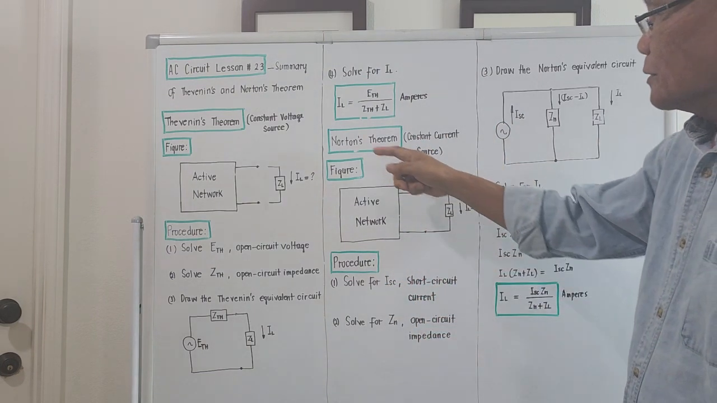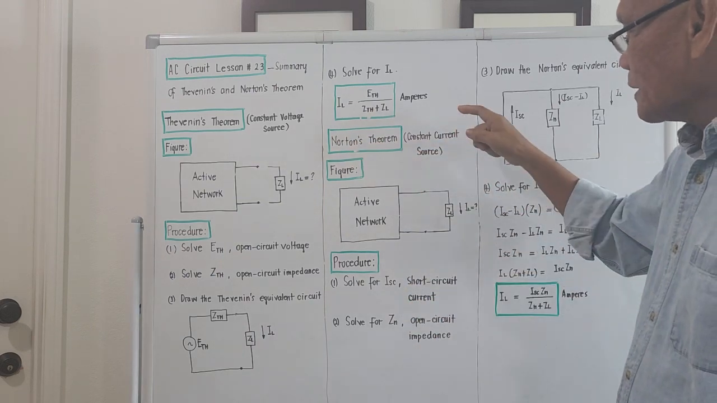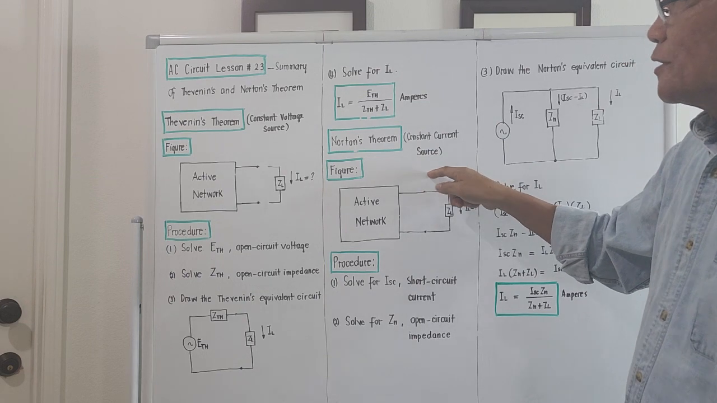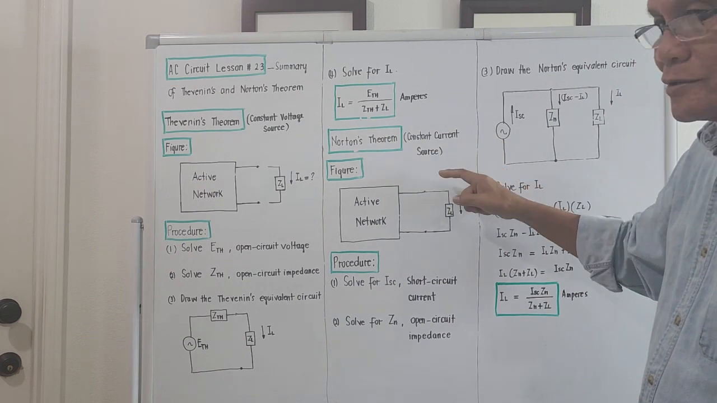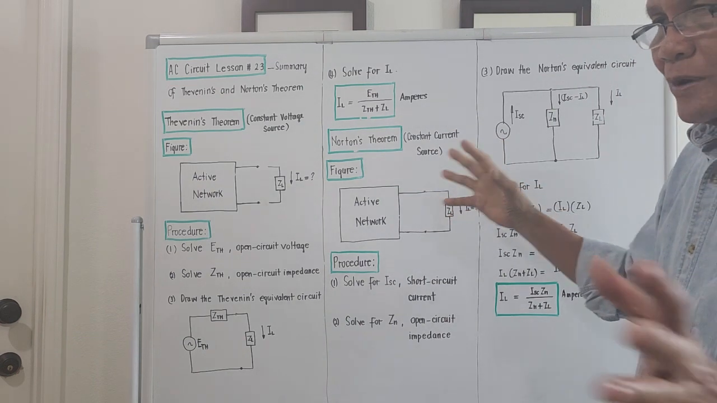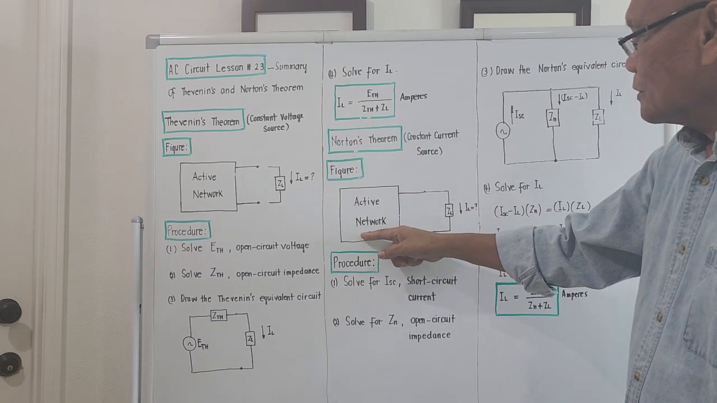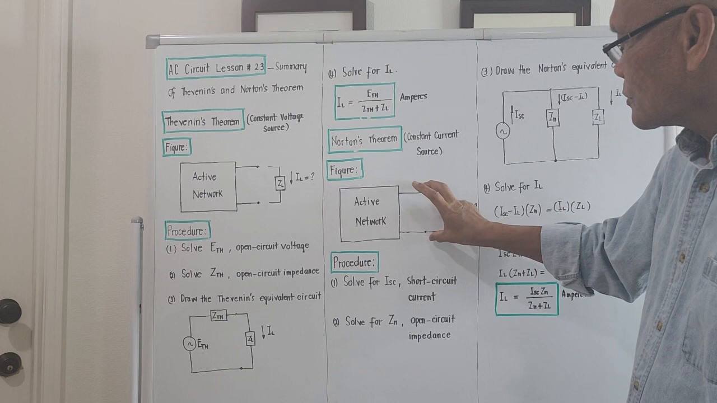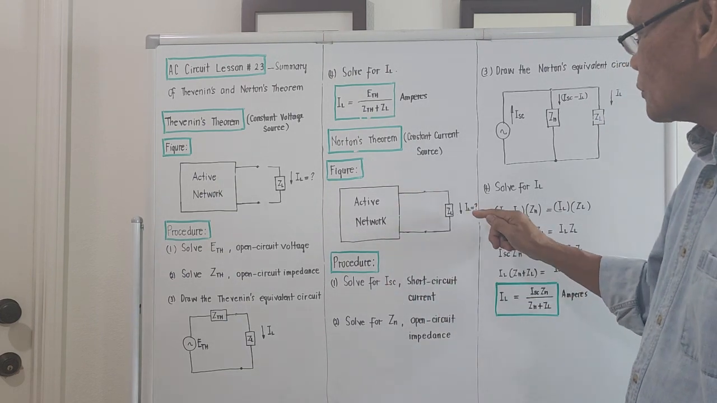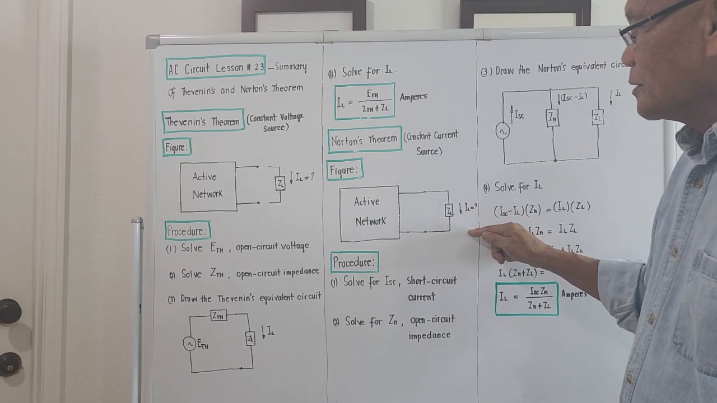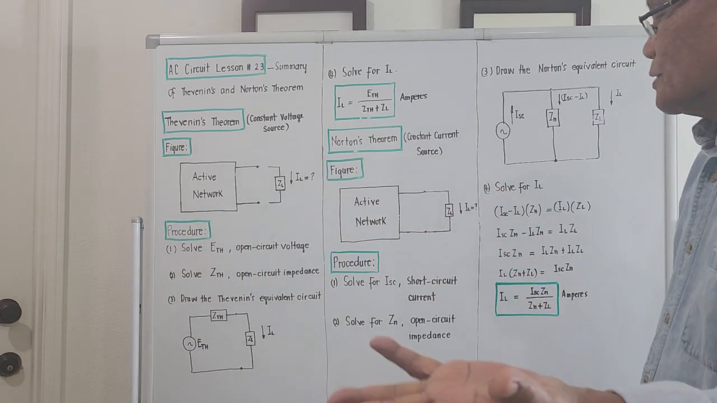Okay. For Norton's theorem, the other name for Norton's theorem is the so-called constant current source. If Thevenin's is constant voltage source, Norton's theorem is actually constant current source. If we try to bring out the figure, it's the same as on the Thevenin's. We got an active network connected across its terminals, it's a load Z_L. And the problem is just asking what will be the load current passing through it, considering for the meantime Norton's theorem. Okay, procedure number 1.